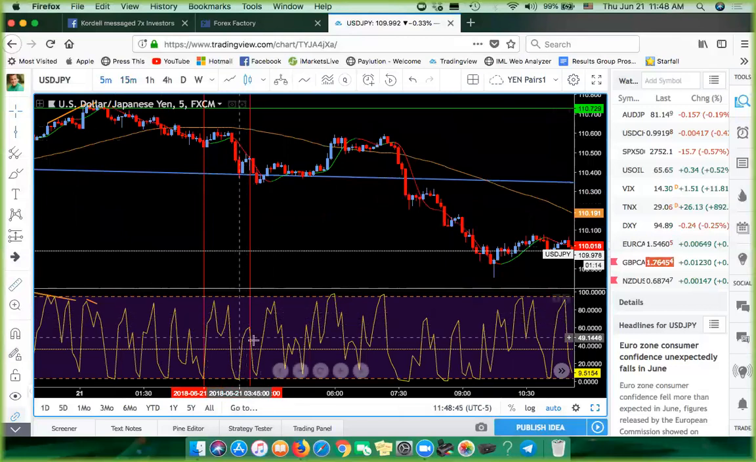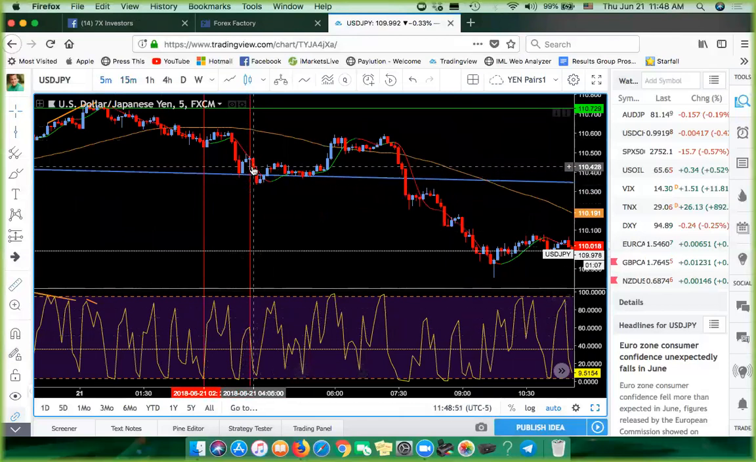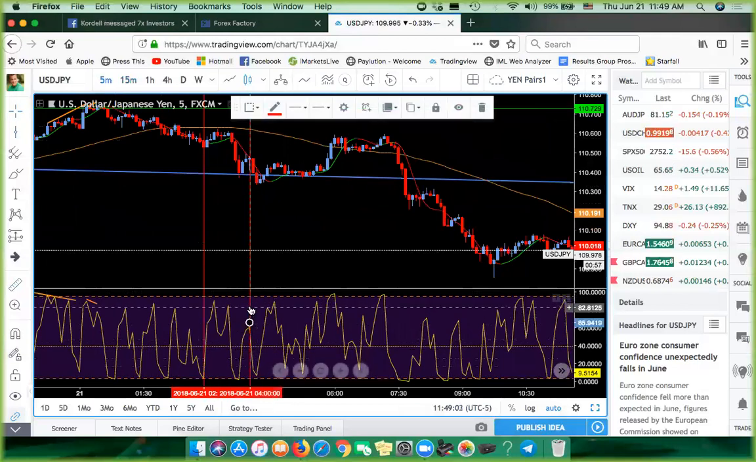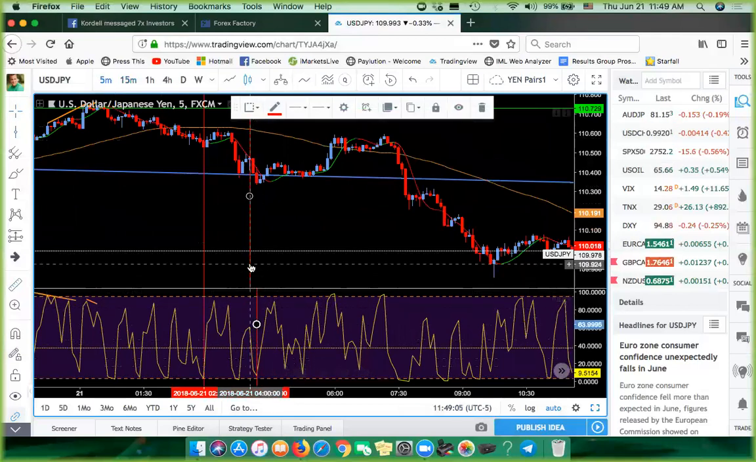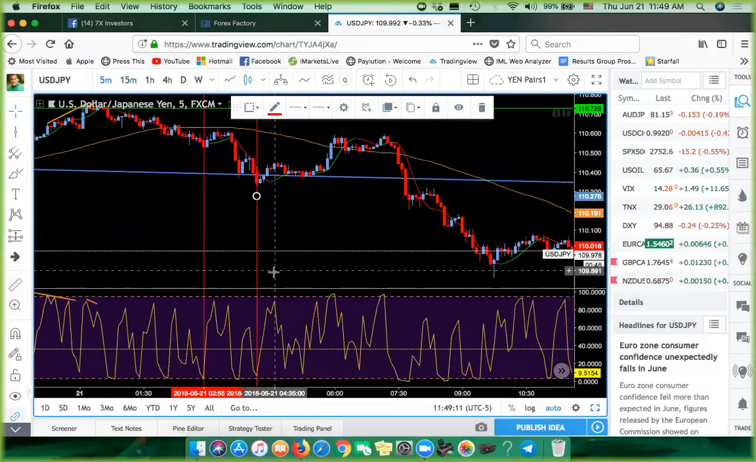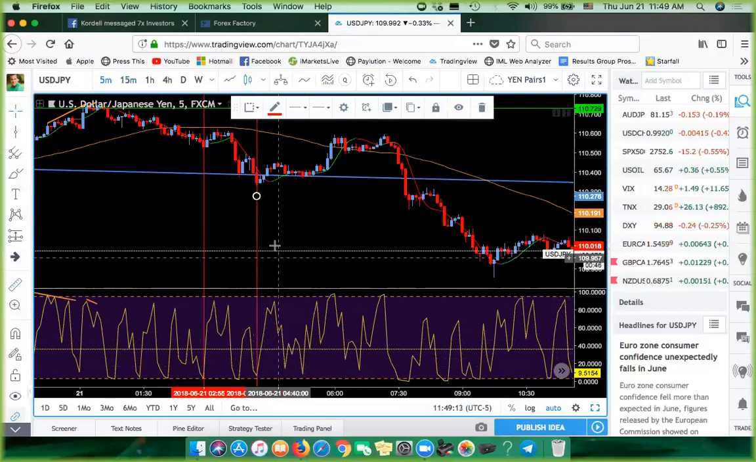Look where the RSI is. That's not a good entry point for a buy if we're going up. And as you can see, price came on down a little bit more. So we wait for RSI to get as close to the bottom as it can possibly get, and right there it is. I'm going to move that. This is our re-entry.